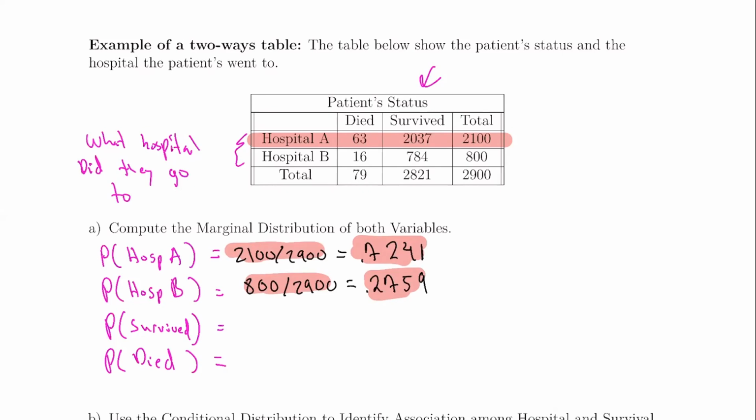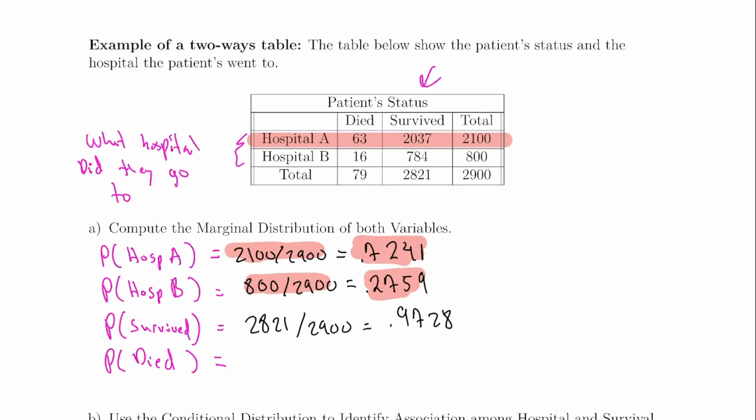All right, so let's do the probability somebody survived. How many total people survived the hospital? Yeah, so 28, 21, and you divide this by 2,900. So if you do this, you get 0.9728. Everybody go on probability somebody surviving.